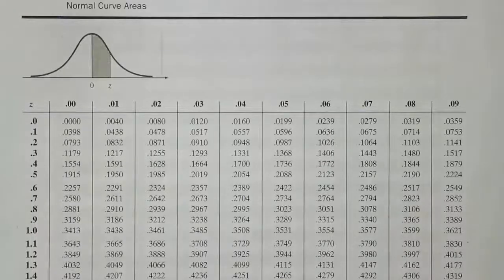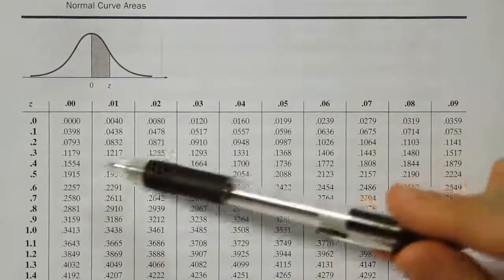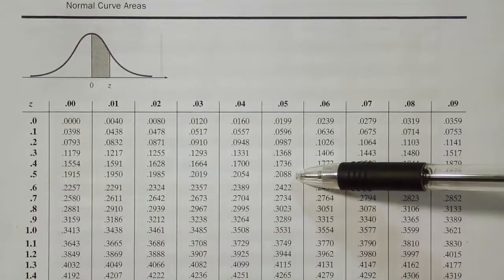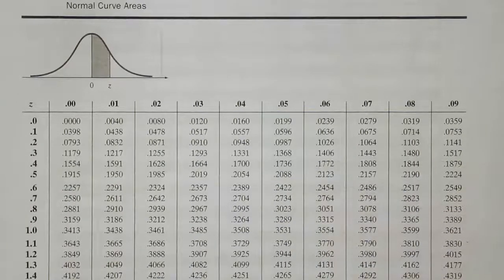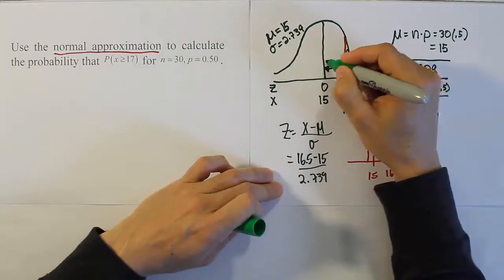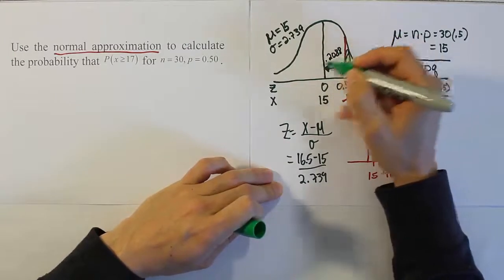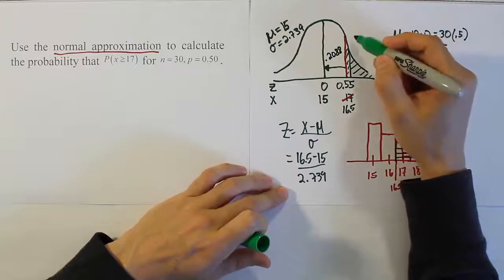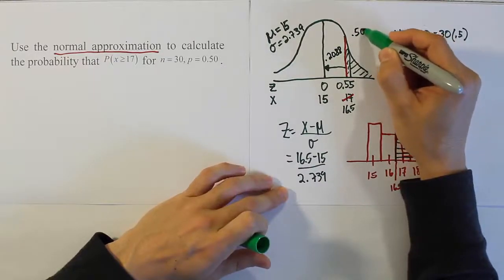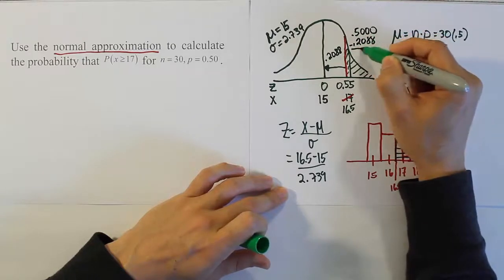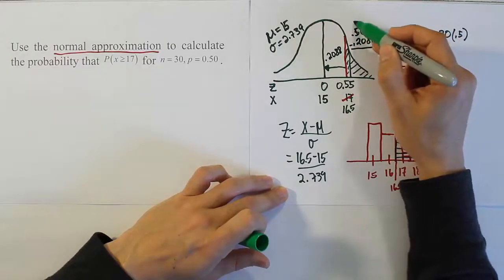Okay, so we're looking up 0.55 on the z-table. There's 0.5, and over to where it says 5 is 0.2088. So the answer from our table was 0.2088, and we're going to take that value and subtract it from 0.5 to get the area in the tail. So we do 0.5000 minus 0.2088.